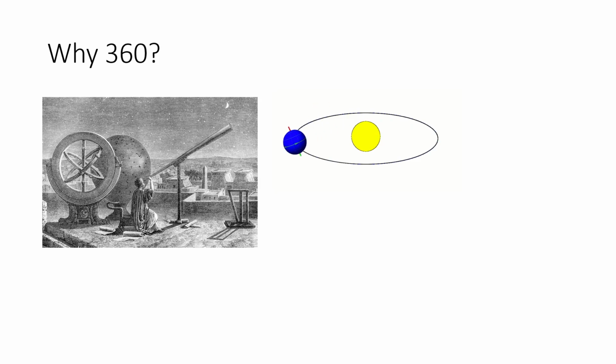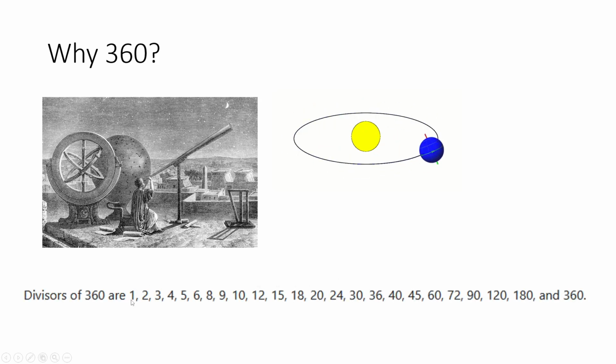Anyway, I think the most convincing reason, though, as to why 360 was picked was because 360 is just a nice number to deal with. For example, these are all the numbers that you can divide 360 by. But if you compare it to another number like 100, for example, 360 is actually better if you're thinking about how many numbers you can divide it by.